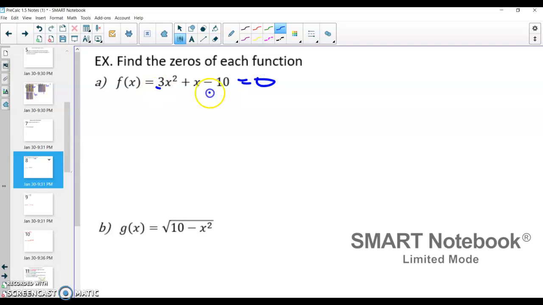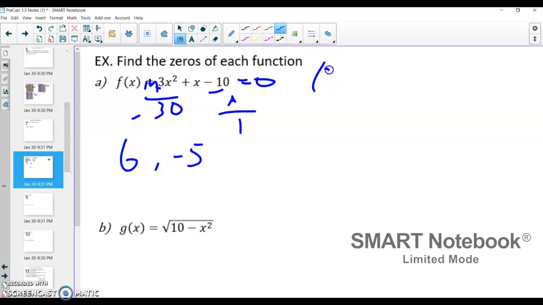So what I do is 3 times 10 gives me -30, so I need numbers that multiply to get -30 and add up to get +1. The two numbers that do that would be a +6 and a -5, and then I can break this in. I'm going to have to factor by grouping, and so this becomes 3x squared plus 6x minus 5x minus 10.